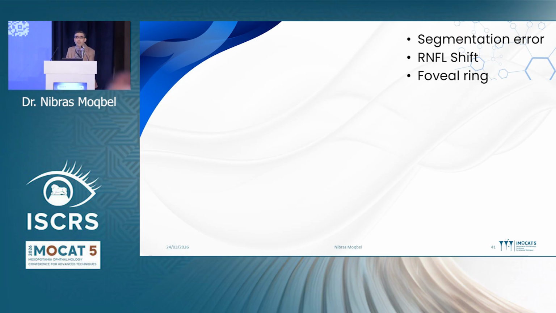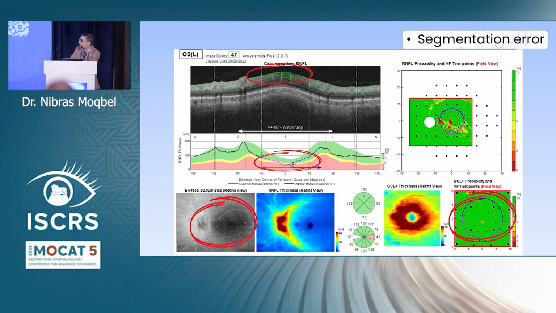So we also try to learn what are the common artifacts that we see. Today we'll cover the three most basic artifacts. First is segmentation error. We had a look at one case of segmentation error. We tried to look at another case.